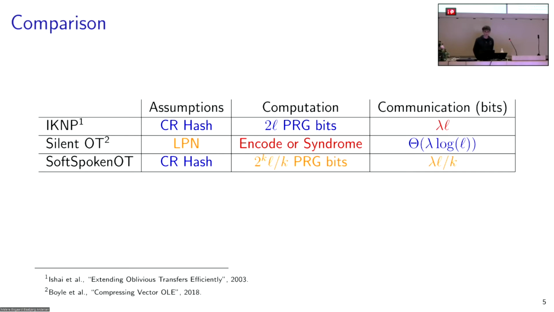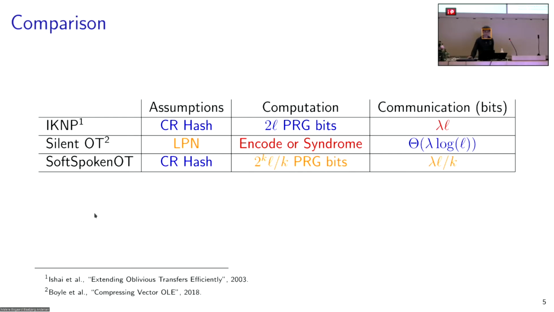So here's a comparison showing how SoftSpokenOT fits into the main classes of OT extension. The first main category is the similar OT extension of IKNP, and the protocols it inspired. IKNP requires only a correlation-robust hash, which is a symmetric-key assumption. It is also computationally very efficient, but unfortunately it sends lambda bits of data for every single OT, where lambda is the security parameter. So communication is often a bottleneck.